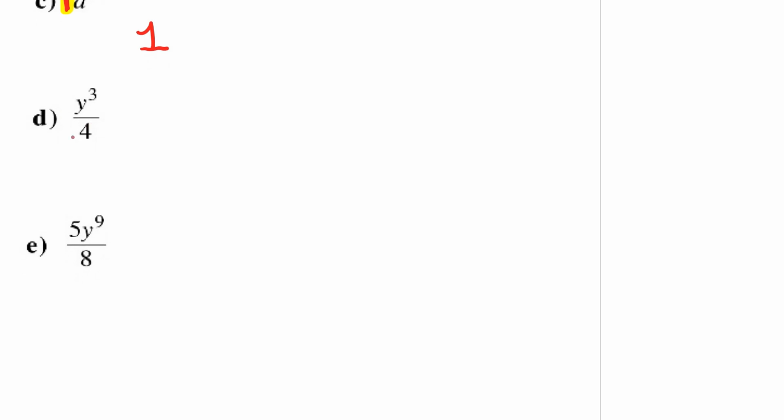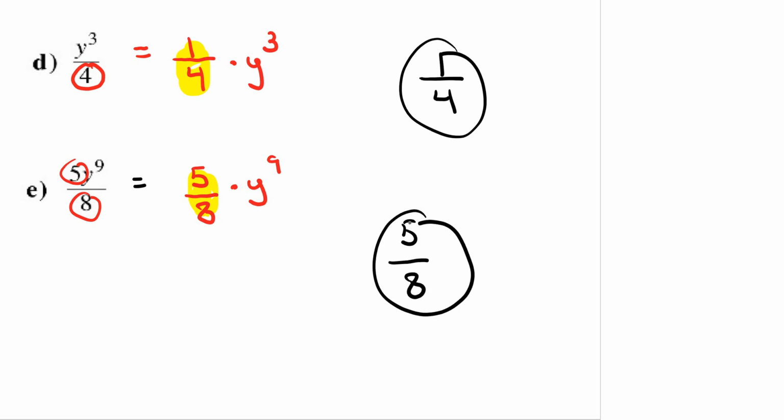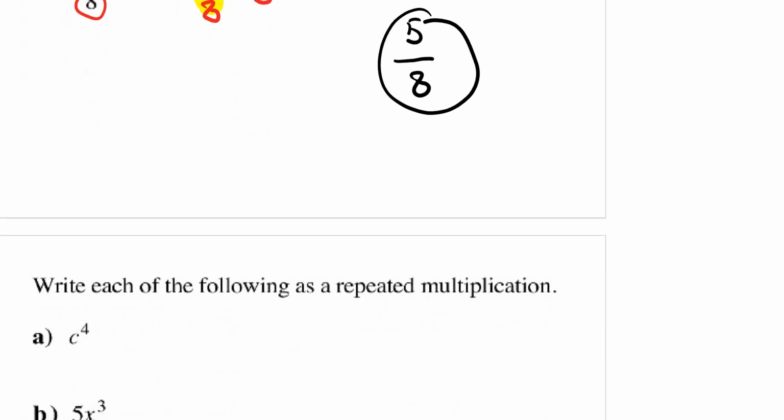For letter D, I have a 4 on the denominator, so you can actually write this as 1 over 4 times y to the power 3. So the number that's in front of my variable is now 1 over 4, so the coefficient is 1 over 4. And we can use the same idea for letter E here. So the 5 and the 8, I can just pull that to the front. So 5 divided by 8 multiplied by y to the power of 9, so that the number in front of the variable is 5 over 8. So the coefficient for letter E is 5 divided by 8. Okay, let's move on to question number 3 now.